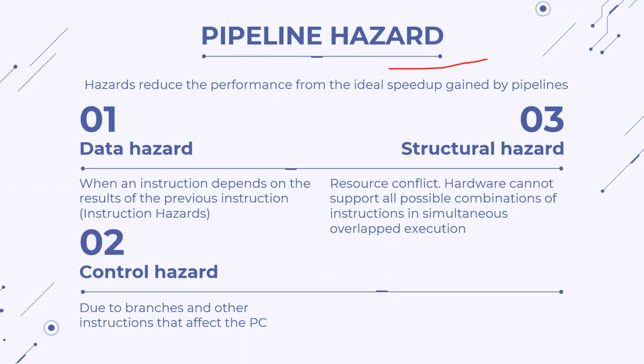Second one, control hazard, which is also known as the branch hazard. As the name implies, this is due to the branching of the instructions. Due to the branching, access to the program counter will be affected. And the third one is the structural hazard, which is also known as the resource hazard. This is due to the resource conflict because hardware cannot support all possible combinations of instructions in simultaneous overlapped execution.